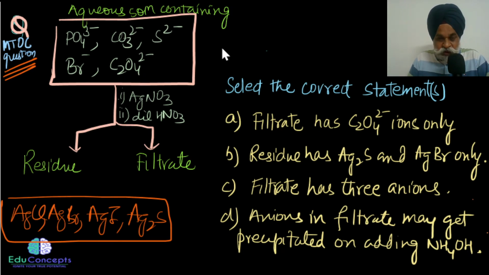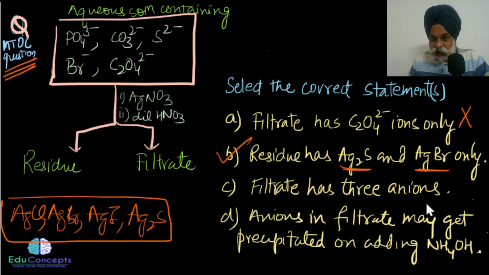So we are almost through the answer, because all of these get precipitated as silver salts. Silver phosphate, silver carbonate and silver oxalate in the mineral acid would dissolve again and would come into the filtrate. So it is more than one choice answer. Filtrate has oxalate ions only. This is a wrong statement. Residue has silver sulfide and silver bromide. This seems like a correct one.